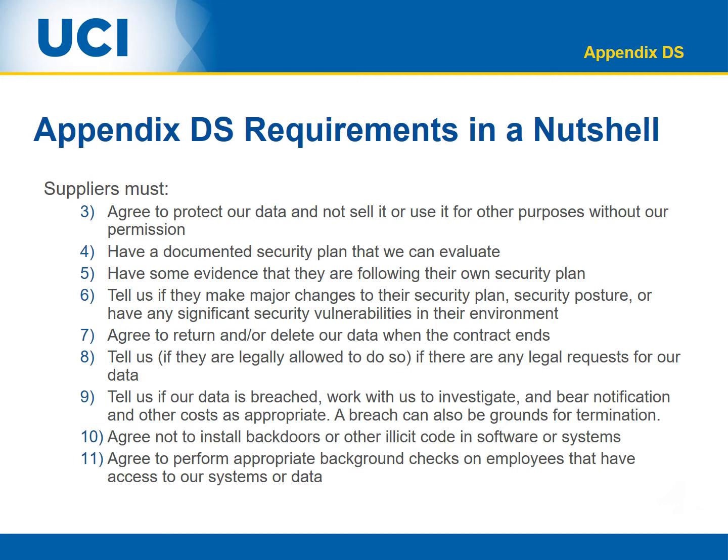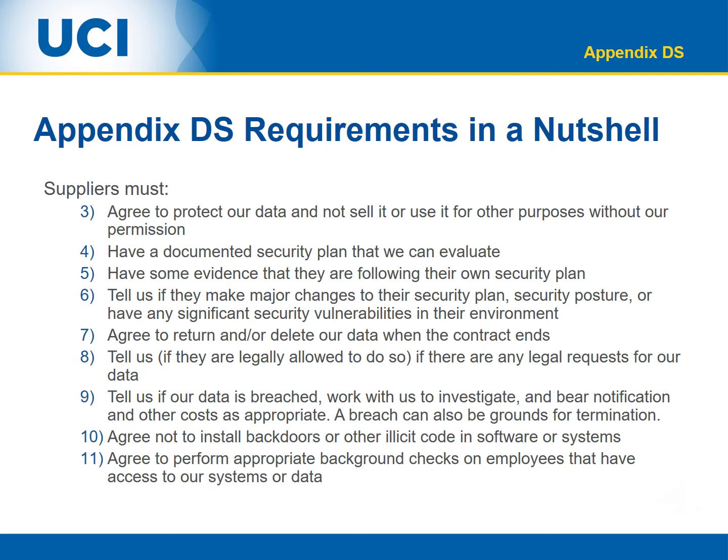Number 7 is when the contract ends, we want them to either return our data to us in some format or destroy it as appropriate and not hang on to it and have our data sitting out there somewhere. Number 8 is we want them to tell us if there are ever any subpoenas or legal requests for our data. They may not always be able to share that information with us, but if they have that ability, we want to know about it.